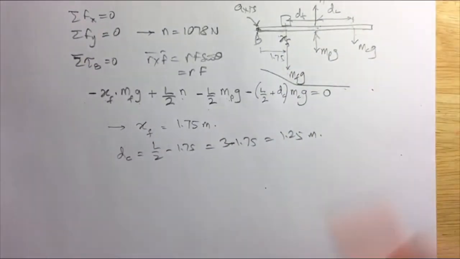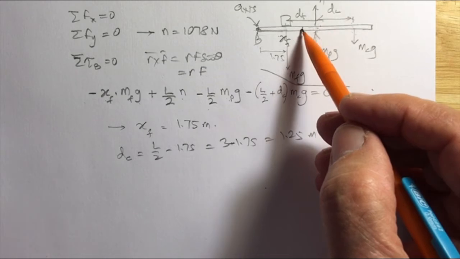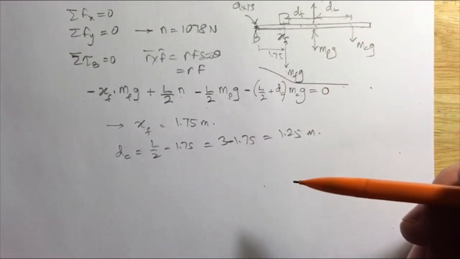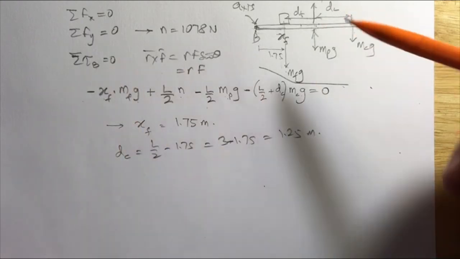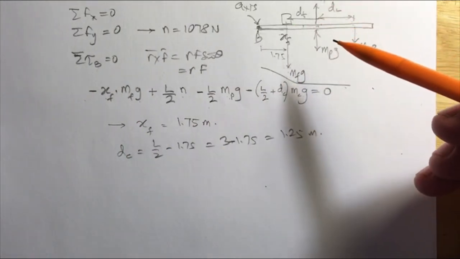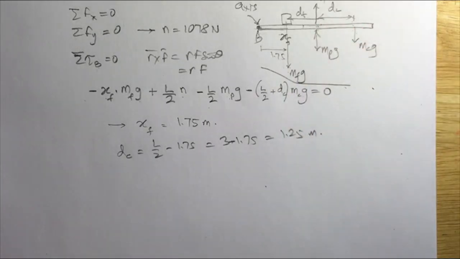So selecting the axis anywhere else would not make a difference. You can select the axis here if you like, but there's no advantage in it. The advantage is a position for the axis where the largest number of forces, or where the unknown forces are passing through, and then it becomes much easier to solve these problems.